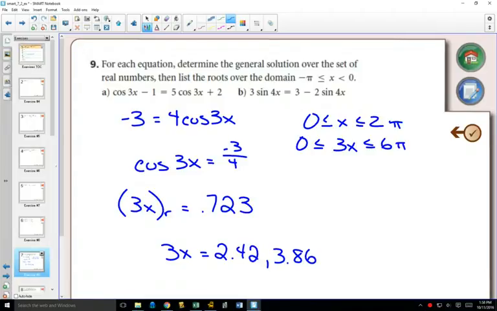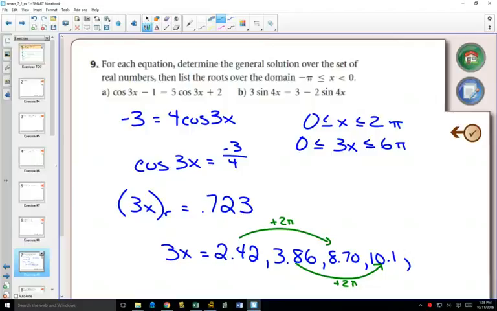The second time around, I'd have to take 2.42 and add 2 pi. That will give me 8.70. And if I take 3.86 and add 2 pi, that'll give me 10.1. That's the second time around. The third time around, so just, can you see that I went from here to here? I added 2 pi. From here to here, I added 2 pi, which is 6.28. Just did that on my calculator.